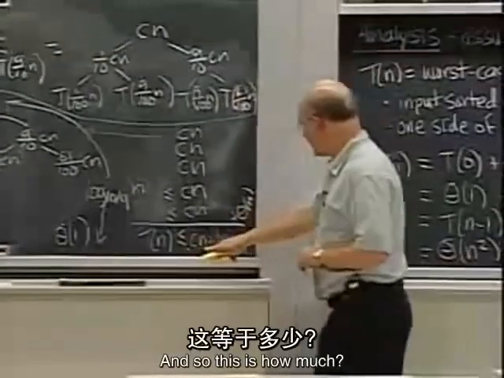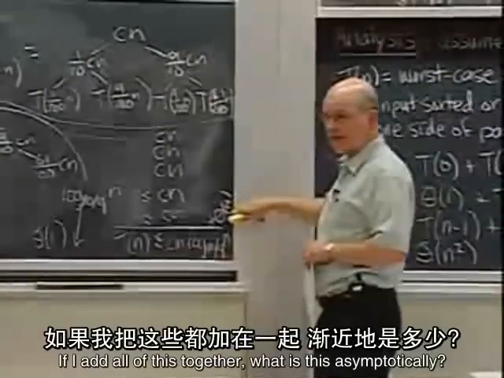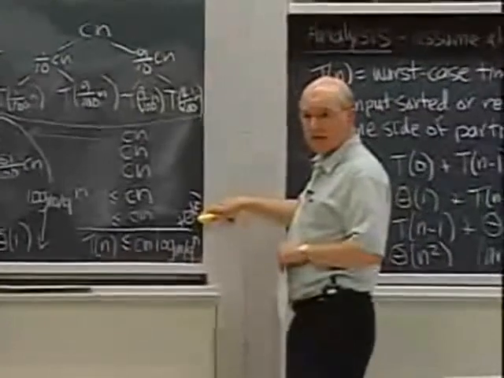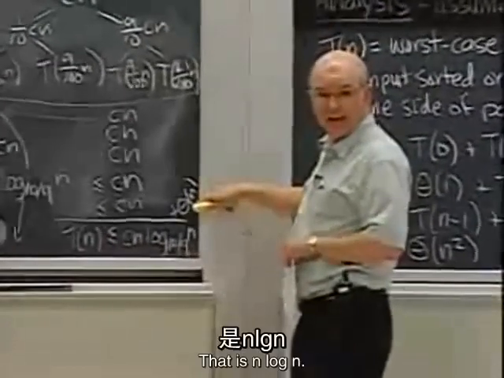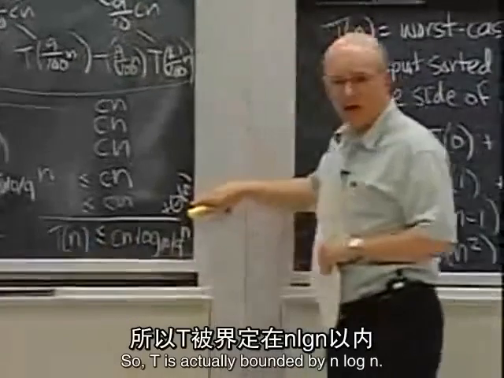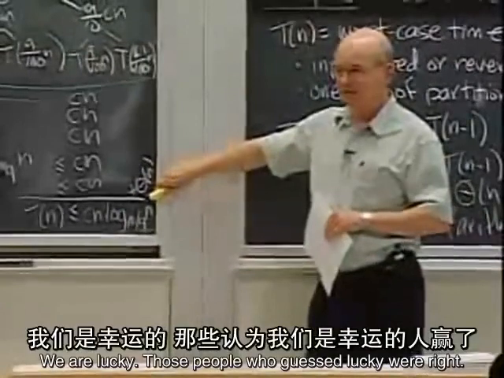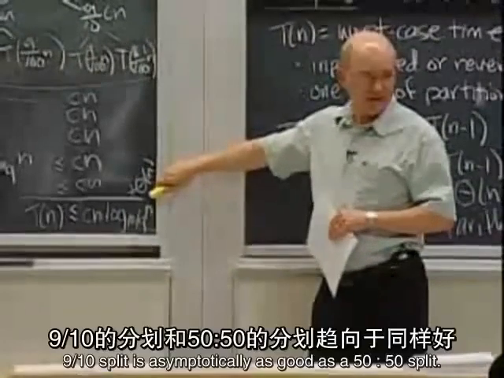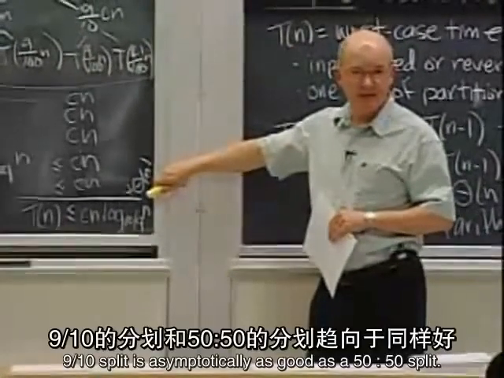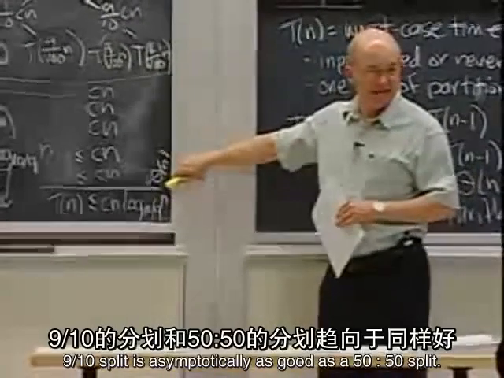Okay? And so this is how much? If I add all this together, what is this asymptotically? That's n log n. Okay, so T of n is actually bounded by n log n. So we're lucky. Those people who guessed lucky were right. Okay? A 1/10 to 9/10 split is asymptotically as good as a 50-50 split.